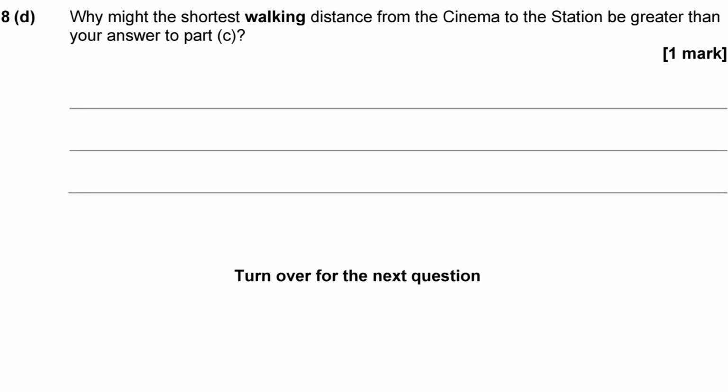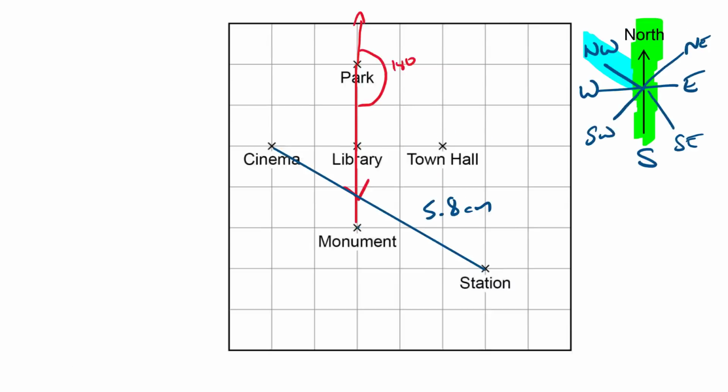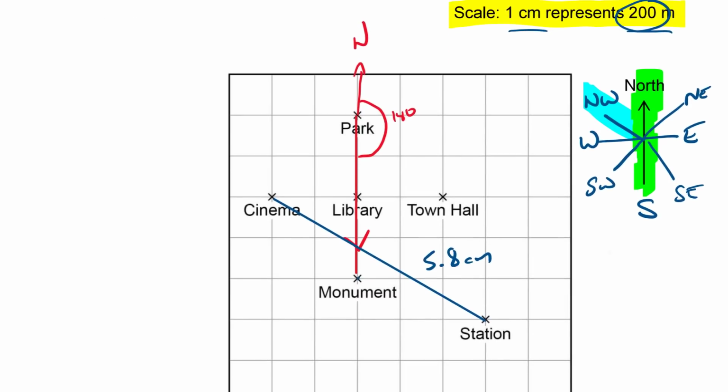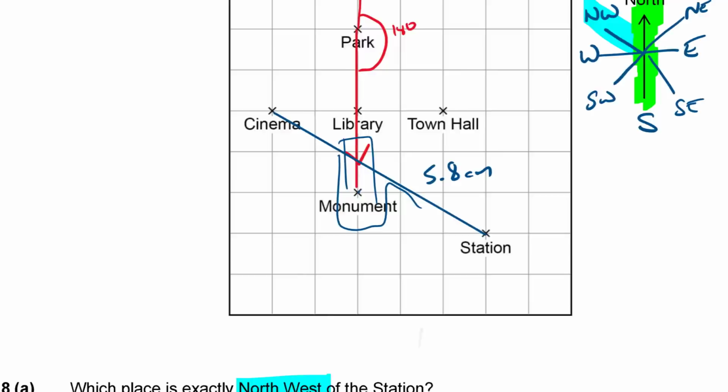Finally, 8D says, why might the shortest walking distance from the cinema to the station be greater than your answer to part C? Well, if you come back to the diagram here, you can see that this path is direct, and there might be things in the way. This monument, there might be a fence around this monument that you have to then go around. So the actual walking distance might be longer than the direct route, because there might not be a path all the way through.